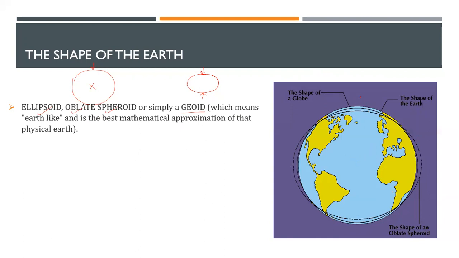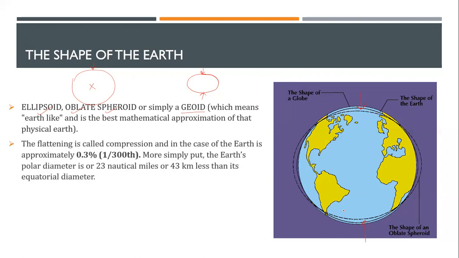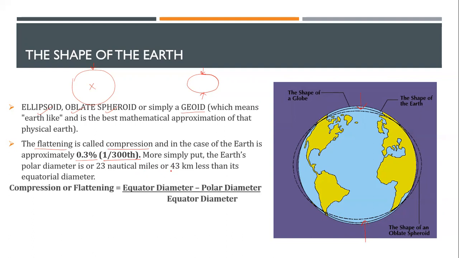Now, of course, there is a mathematical term given to calculate how much it is compressed. That is known as the flattening or the compression. That value is 0.3%, that is 1 by 300. Most of you must be curious how this formed. We'll get to that, how it's formed.